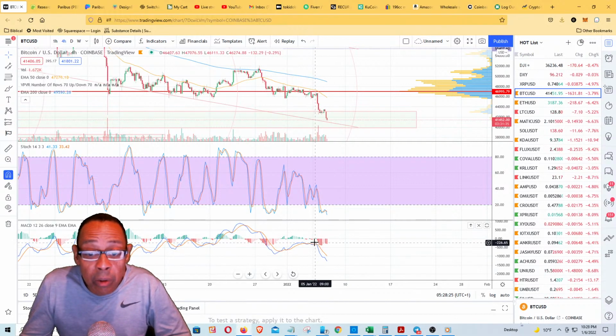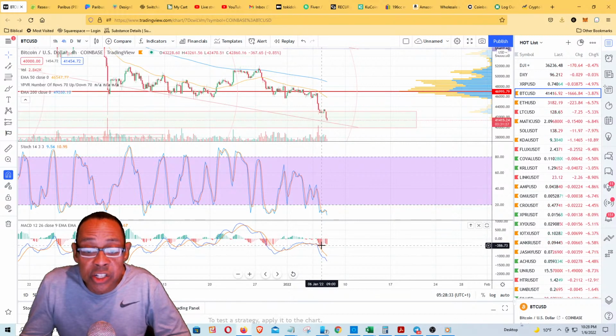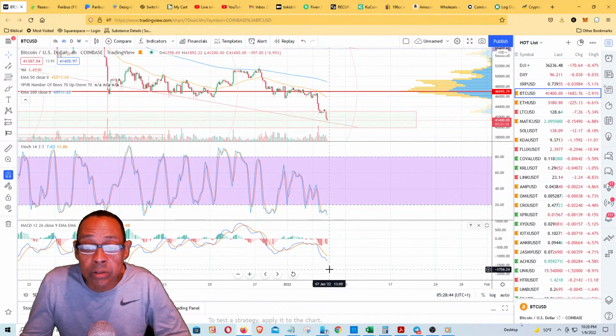We also have bars on the histogram that are printing in the red. Now here you see some light red bars, and that means that we had a change of direction where they're reapproaching the zero line. But then notice the next two flipped back to solid red, which says the momentum is down. So the MACD oscillators confirm the stochastic oscillators, which also confirm this downtrend.